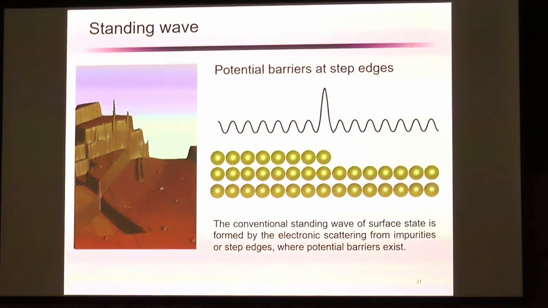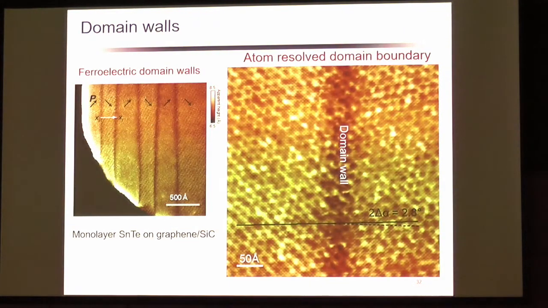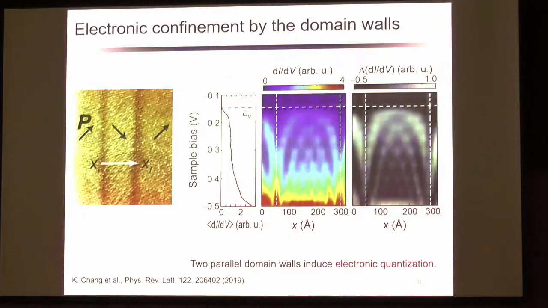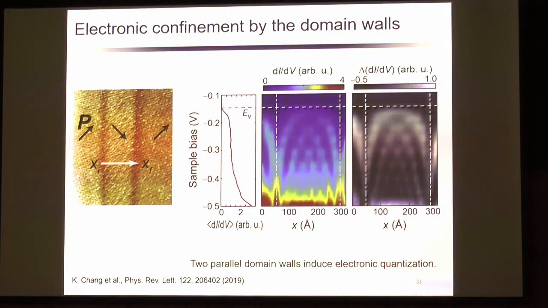So normally you can see the standing wave at the edges because there are potential barriers. If your incoming wave and scattering wave have interference, you can have interference patterns. So how about the domain walls? We always find dark lines around the domain wall. Why is that? We do the dI/dV spectroscopy around the domain wall. Along these lines, we find that actually there are standing wave patterns here.